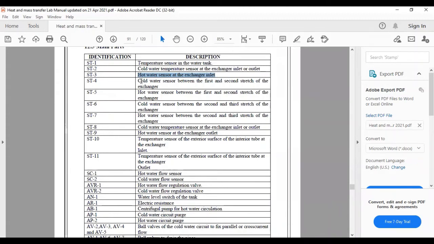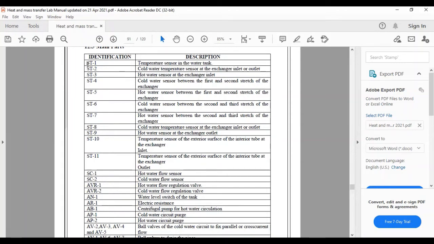Similarly, this ST4 is the cold water sensor between the first and second stage. At different places, ST2 is the cold water temperature sensor at the exchanger inlet or outlet, because hot water maintains its direction. It will enter from one inlet and exit from another side. But cold water can change direction. If there is a parallel flow, there will be one inlet and exit for the cold water, but for the anti-parallel flow, we will change its direction.